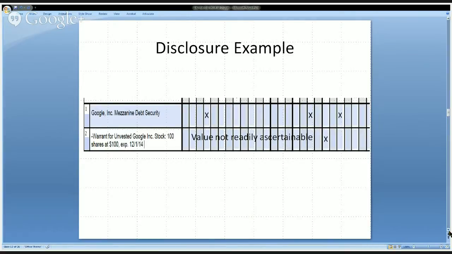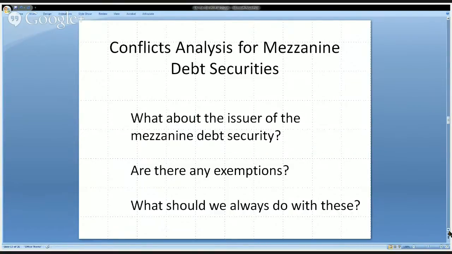That's right. So let's go ahead and talk about the conflicts analysis for these. So the first question that we want to ask is, what about the issuer of the mezzanine debt security to begin with? And this is actually an easier analysis than what you would think. It's easier than most other debt instruments.